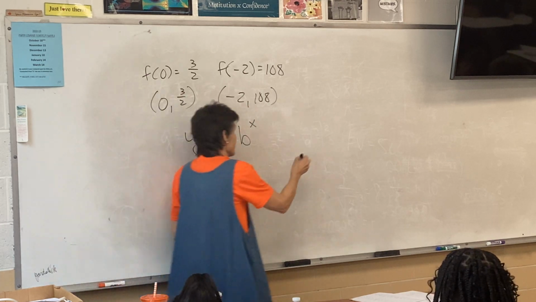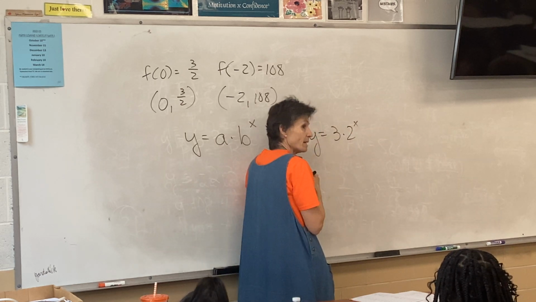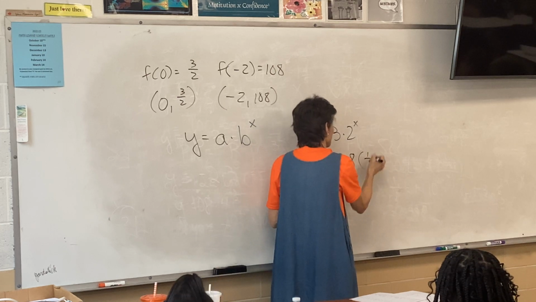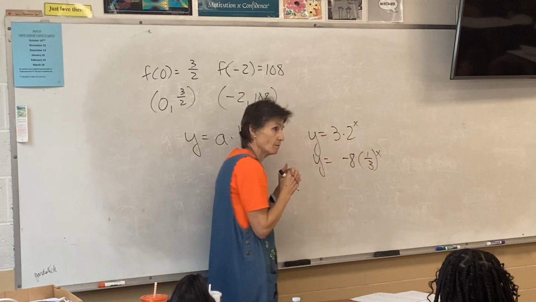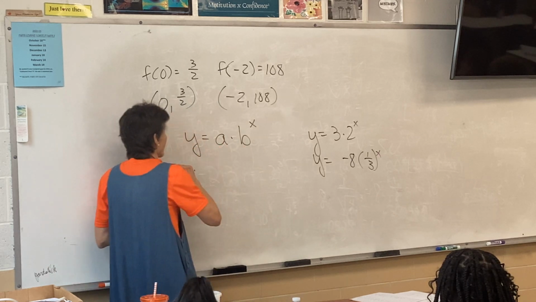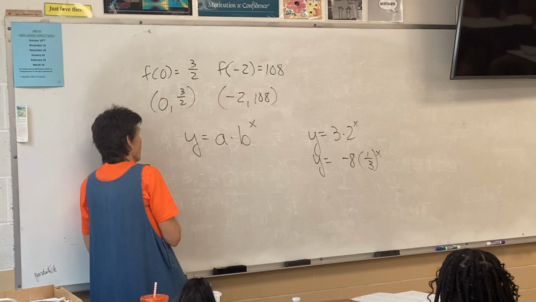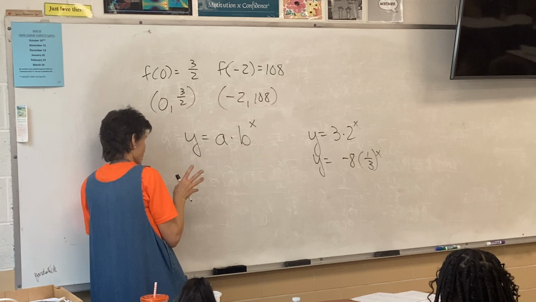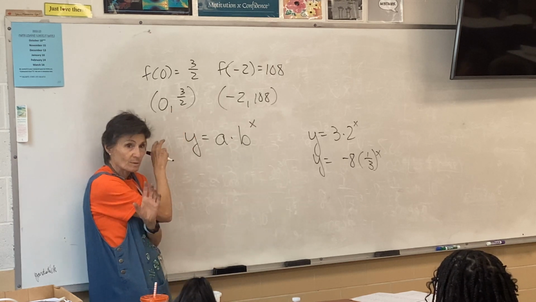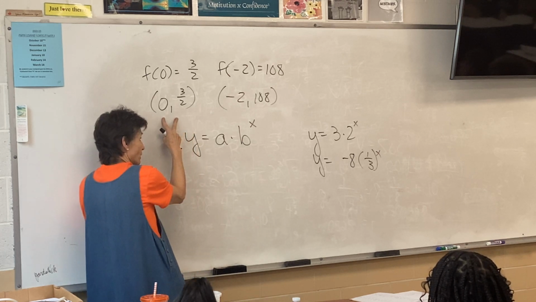So examples might be y equals 3 times 2 to the x. That's an exponential. Y equals -8 times 1/3 to the x. That's an exponential. Your job is to figure out what the a and b are that will generate those points. Always start with the one that has a 0. I promise I'm going to give you a 0 every time. Start with the one that has a 0.